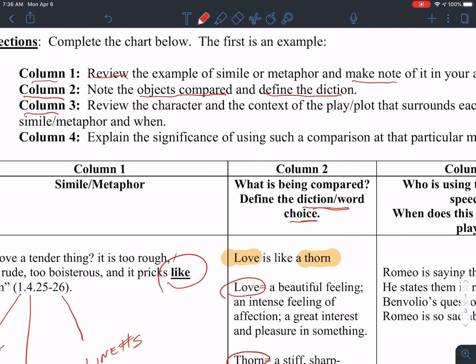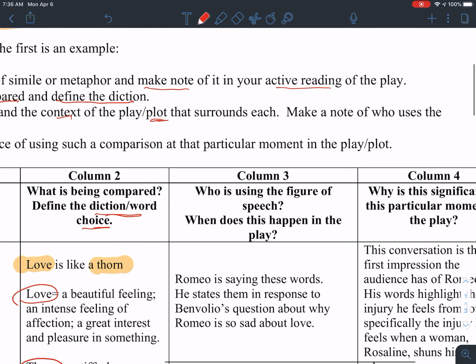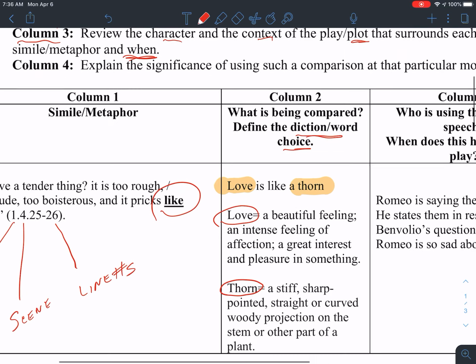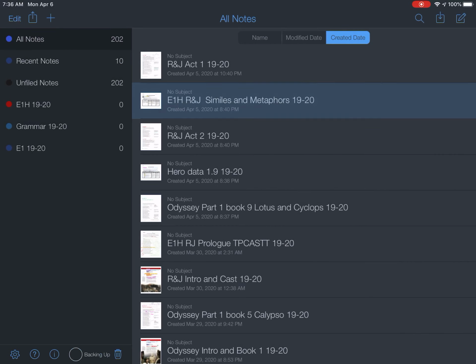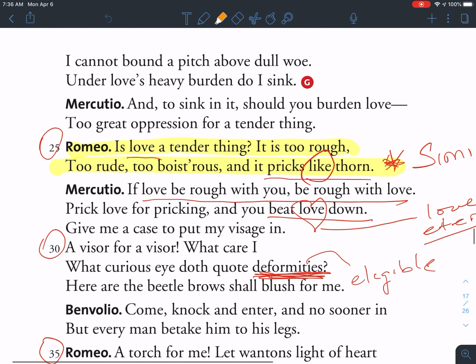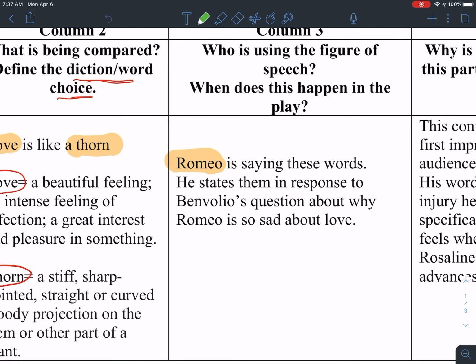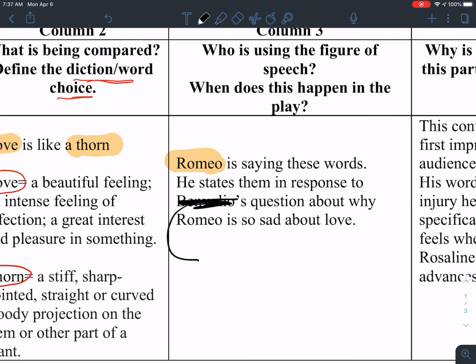Now, once you're done with that, you're going to look in column 3. And this is when you're going to have to go back to your PDF and review the character and the context of the play, or basically what's happening in the plot that surrounds this simile. And then you want to make a note of who uses it and when in the context of the story. And you'll notice here in column 3 that I said Romeo is saying these words, and that is correct. But once I go back to my actual PDF, I notice that it's the conversation between Mercutio and Romeo. But on my actual PDF, Mrs. Milligan made a mistake and said it was Benvolio. So very easy mistake to remedy here. You just scratch out Benvolio and put Mercutio's.